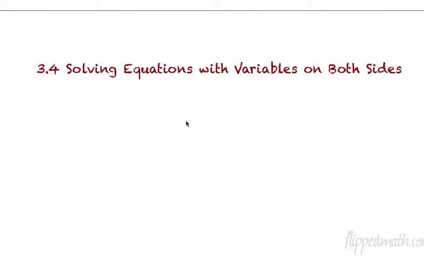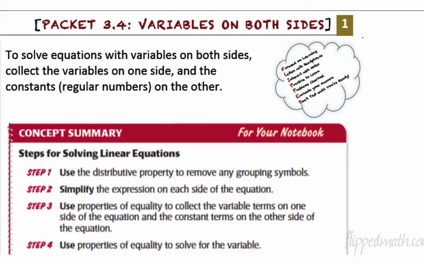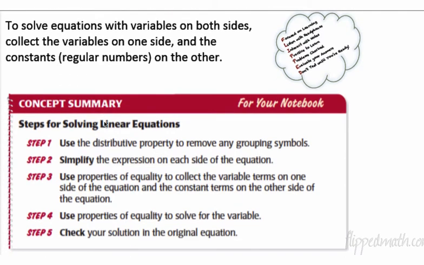Hey there, welcome to Unit 3, Section 4, Solving Equations with Variables on Both Sides. Now let me warn you, this is the most difficult section in Unit 3. I repeat, the most difficult section in Unit 3. That should make sense because it's cumulative. We're making these equations more difficult as each section goes on. But what we're going to do here is look at equations with variable terms on both sides of the equal sign.